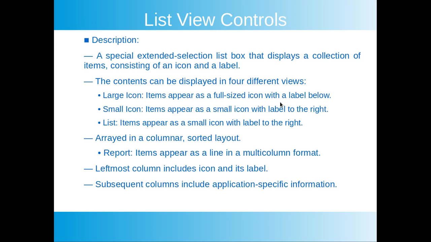Here is the description. A special extended selection list box that displays a collection of items consisting of an icon and a label. The contents can be displayed in 4 different views. Large icon: items appear as full-sized icons with a label below. Small icon: items appear as a small icon with label to the right. List: items appear as a small icon with label to the right, arrayed in columnar sorted layout.